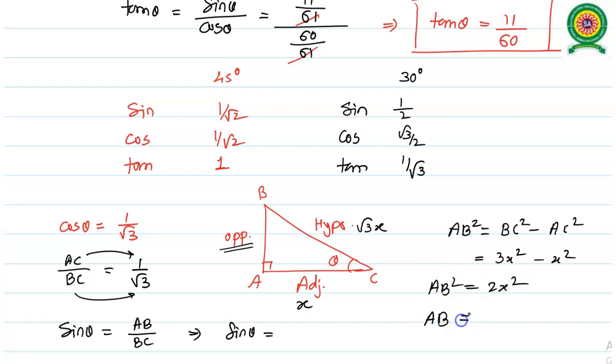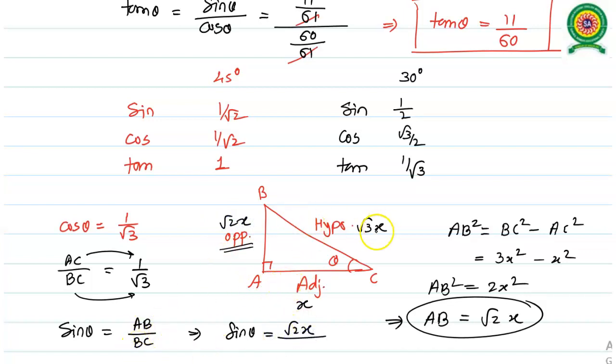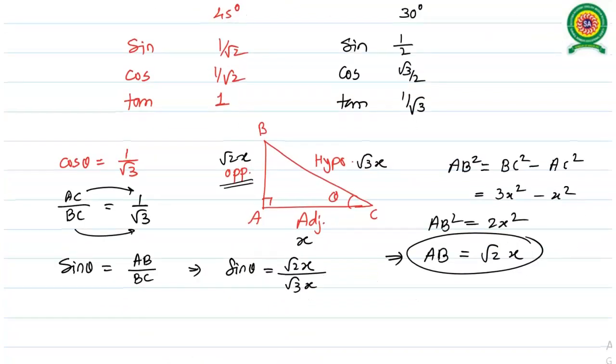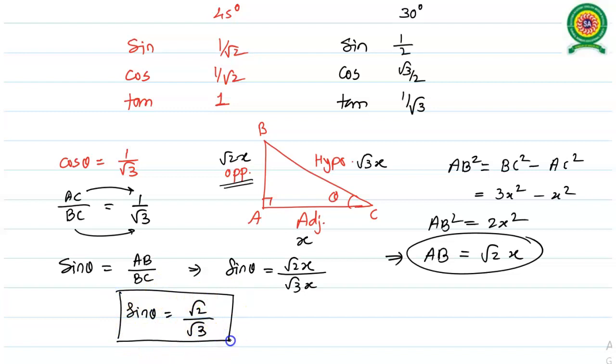So the value of AB, after taking square root on both sides, we have root 2 times x. So I am writing the value of AB, we have root 2 times x on the figure. So AB value we have now root 2x divided by BC value we have hypotenuse as root 3x. X getting cancelled, so now we are getting the value of sine of theta equals to root 2 divided by root 3.